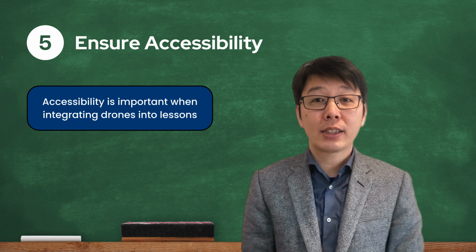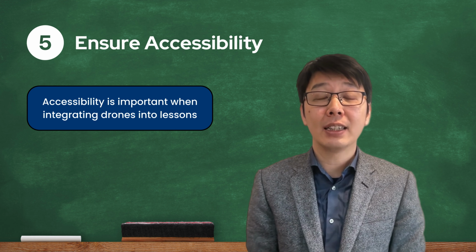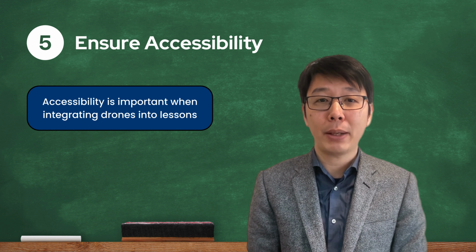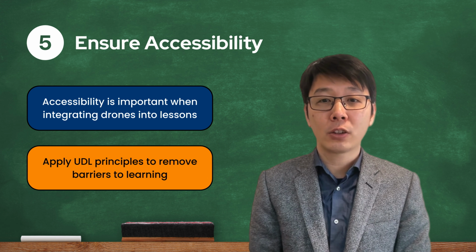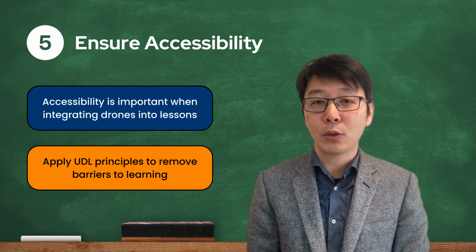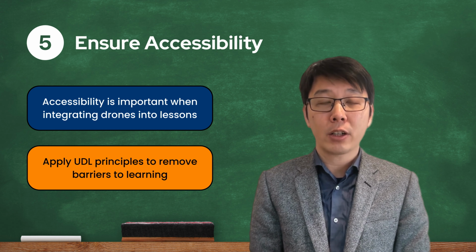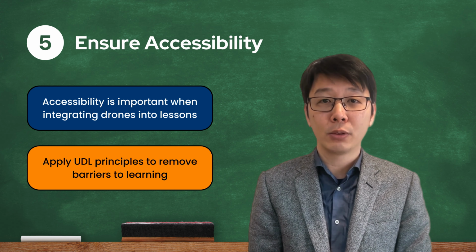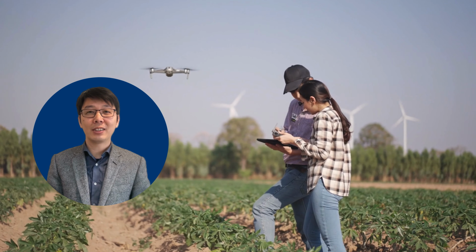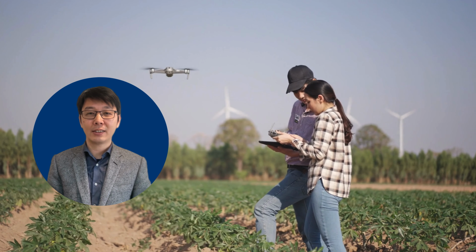Practice number 5, ensure accessibility. We need to ensure accessibility when integrating drones in lessons so that all students can participate. By applying Universal Design for Learning (UDL) principles, we can proactively remove barriers and make the learning experience more inclusive. For example, choose accessible programming languages and platforms, and use adaptive controllers or helping hands to support building, flying, and coding drones. The more you know about your students, the more inclusive and thoughtful the lesson will be.